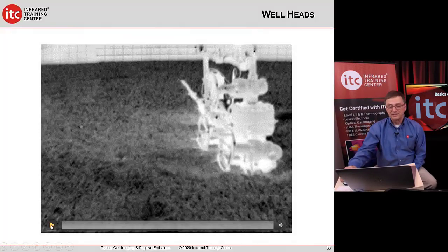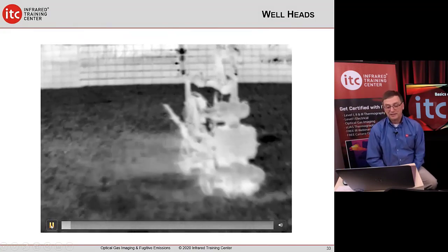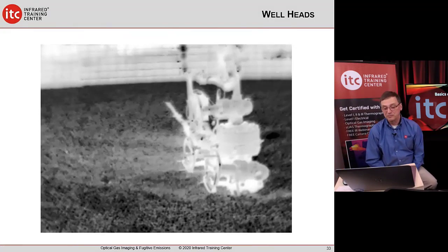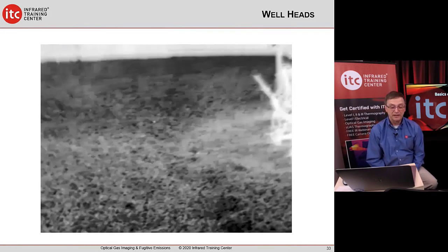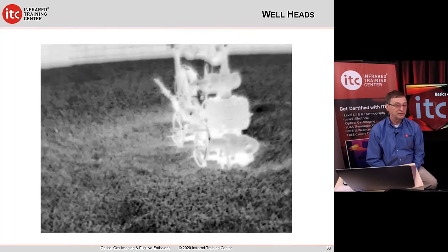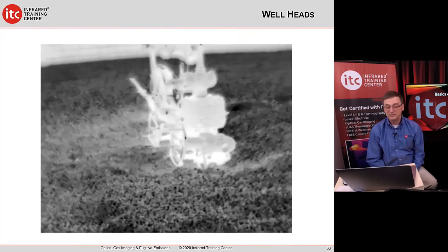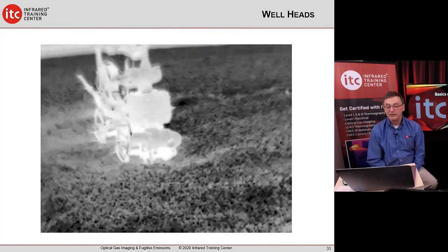Okay, and this is some well heads, and those well heads are leaking. As a matter of fact, I believe the casing was leaking, and we can see the gas coming up around the well heads, and as it pans to the right, we'll see it was actually coming up through the ground. And I don't think that this was a good thing to find. I think that this would require a fair amount of repair.